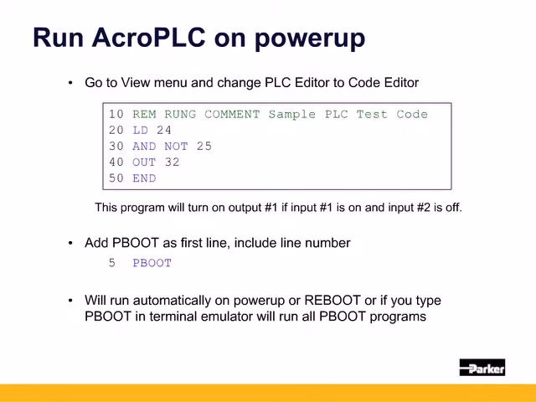If you want the AcroPLC program to run on PowerUp, assign this as a pboot like the Acro Basic programs. Go to View, Code Editor. This converts the graphic ladder logic to text. Line numbers are automatically assigned. Insert pboot as the very first line, so type 5 and then pboot. Download and it will run if you cycle power on the ACR. Type pboot in the terminal window, which will run all the pboot programs, or type reboot, which is the same as cycling power on the ACR.